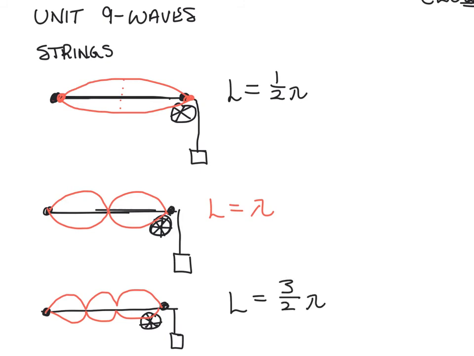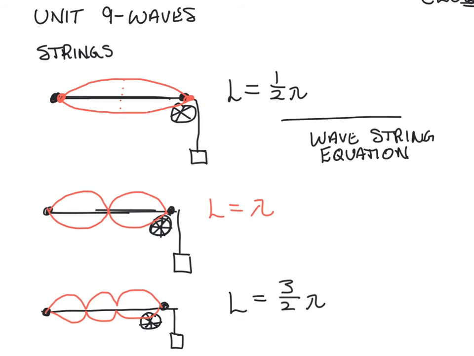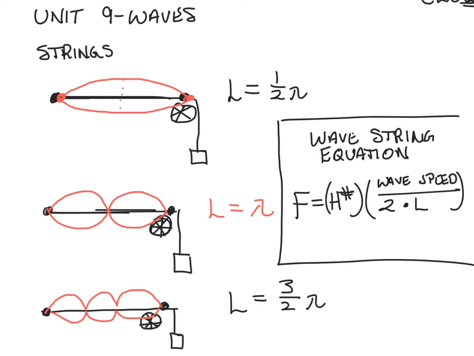All of which allows us to develop the wave string equation, which is very similar to the open tube equation. The main difference is that the wave speed is different than the speed of sound. This is no longer a sound wave, so this number is no longer 345. It's whatever the wave speed happens to be in that string. It's sometimes referred to as wave velocity, wave speed. This harmonic number still has to be a solid whole-numbered integer.